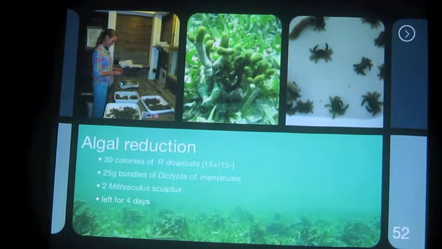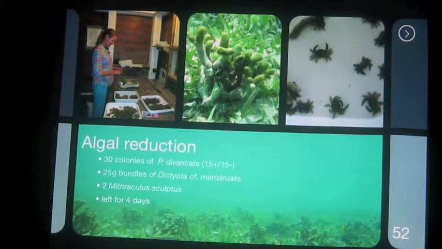So, algal reduction. I conned my friend Michelle Weber into helping me out with this. So basically we got 30 colonies of the Porites. We moved them into this experimental area. And then we put bundles, 25-gram bundles of algae, this fast-growing algae called Dictyota, into each one of those corals with a pair of crabs.